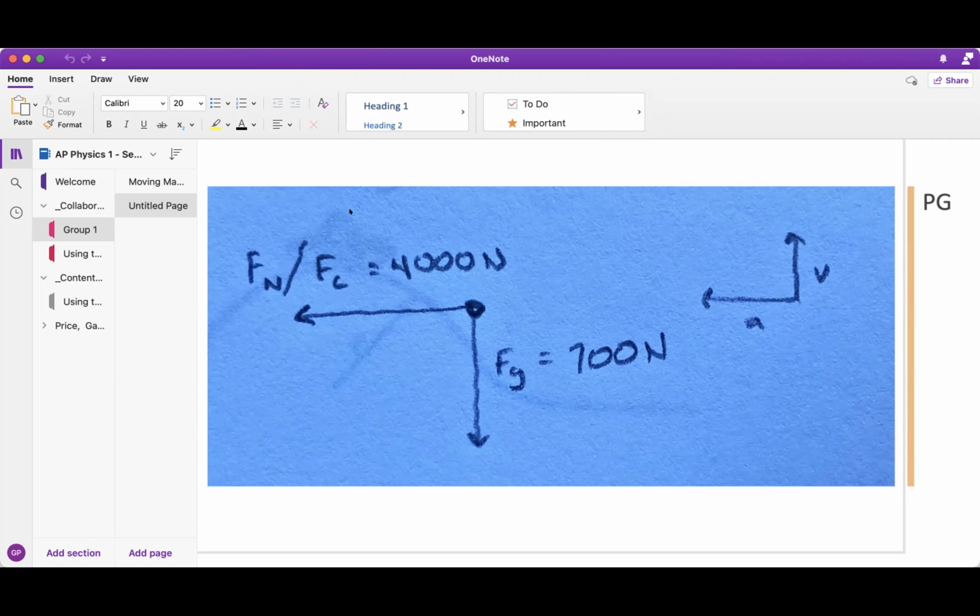And that normal slash centrifugal force, because they're both kind of the same thing, is also the net force. So the net force is 4,000 newtons. And then just off to the side, it wasn't part of the question, those are the velocity and acceleration vectors at point C. Good, I like it. Velocity is tangent to the circle, perpendicular to the acceleration, which is toward the center.